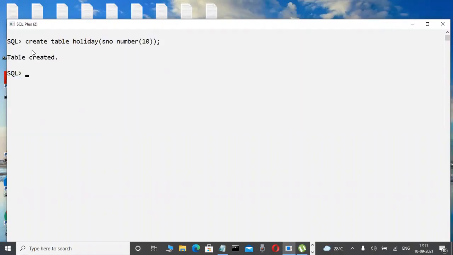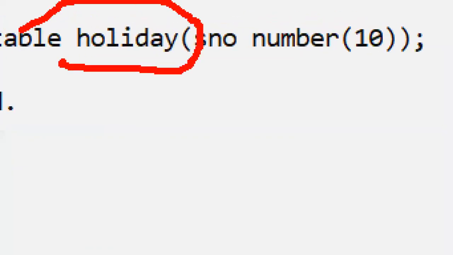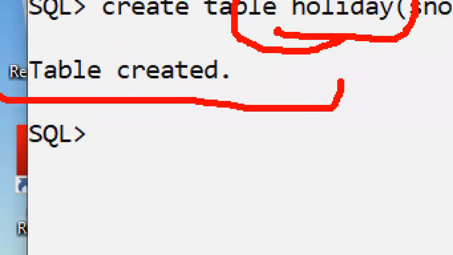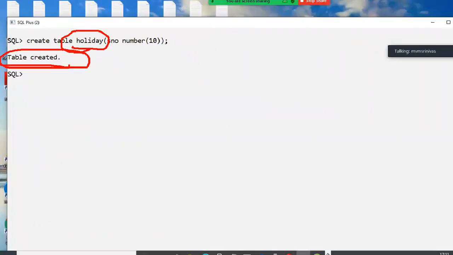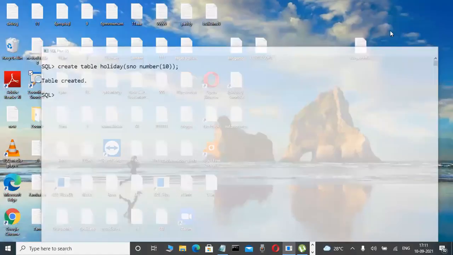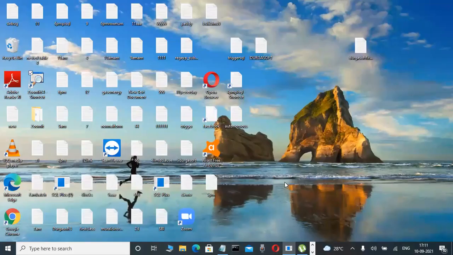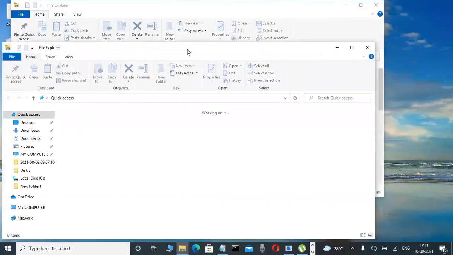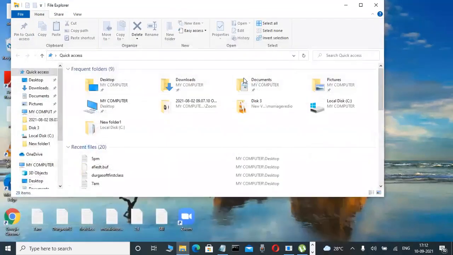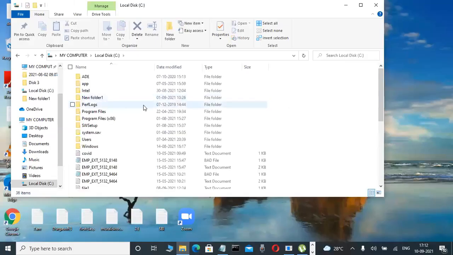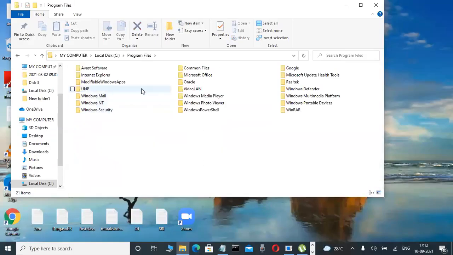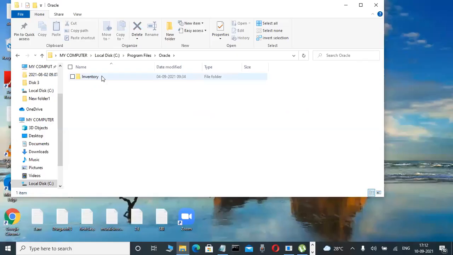Observe it here. This is a table I'm creating today. What is my table name? Holiday. The table is created in the hard disk only. Now I want to view that table in my operating system. Where is my Oracle available? In my system. So now go to that place and open Oracle like this.